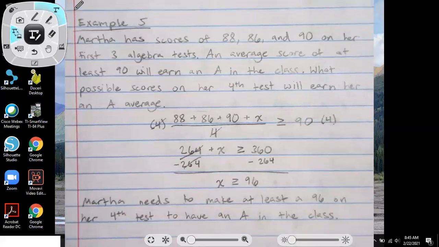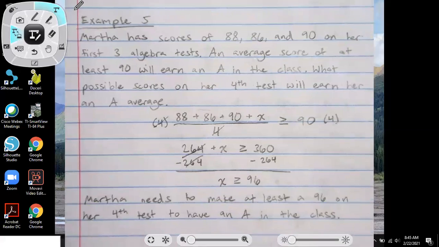So, like I said, you could say it a couple different ways. You could say that she needs to make a 96 or higher. What you couldn't say is that she needs to make a 96. Okay, that's true that she would end up with an A if she did make a 96, but that's not the only thing she could make. She could make a 96, 97, 98, anything 96 or higher. That would get her an A in the class.